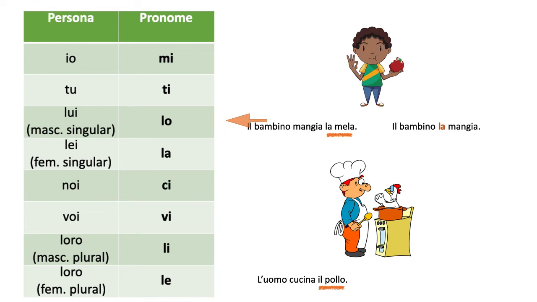Lo is the pronoun I need. Where do I put the pronoun? Before the verb. I rewrite the sentence with the pronoun before the verb. L'uomo lo cucina. Okay? That is what we do. We identify the direct object, then we look at the table and we decide which of the pronouns corresponds to that object. And we change the direct object, we just get rid of it and we replace it with the pronoun. But we put the pronoun before the verb, not after. The position changes, okay?